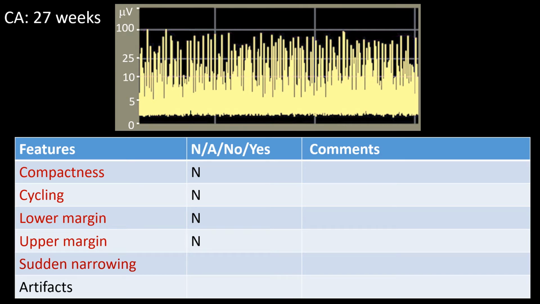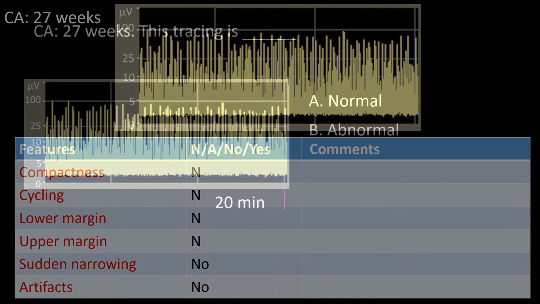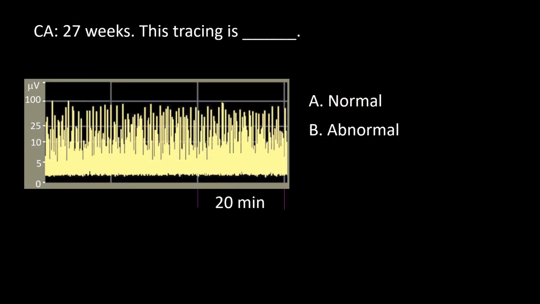Sudden narrowing is not present. Artifacts are also not present. Hence, the answer to this question is A.